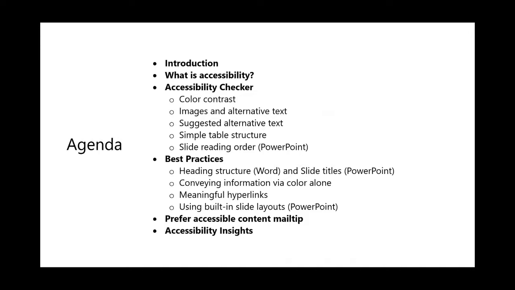There's an option in Outlook for you to request accessible content. It shows up as a reminder for anyone who's sending you content that you'd prefer it be in an accessible format. And then, as I mentioned, I'll briefly touch on Accessibility Insights before we get into some Q&A. So let's go ahead and jump right in.